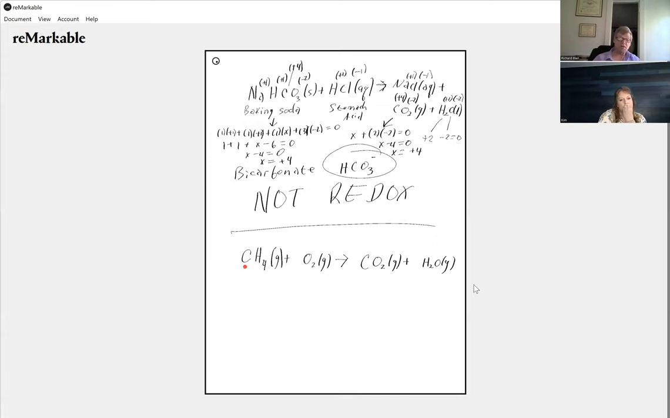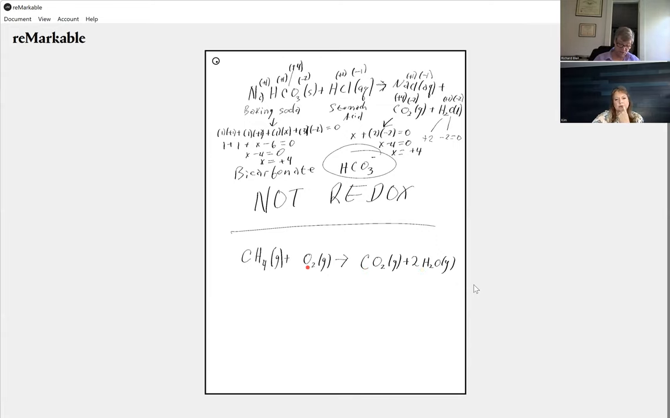So, we have one carbon on the reactant side, one on the product side. That looks okay. Four hydrogens on the reactant side, but only two hydrogens on the product side. So, we need to put a two here. That does not affect the carbon. We still have one carbon. Now we have four hydrogens, four hydrogens.